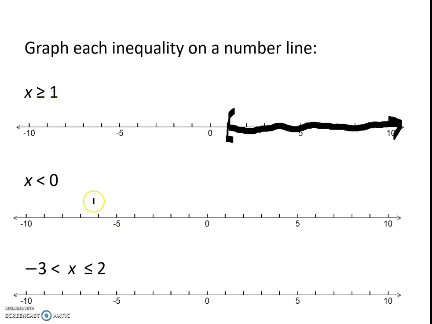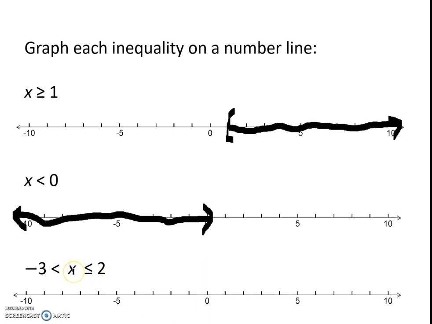Down here we have x is less than 0. So at 0, we do not have a bracket, but we have a parenthesis, and it is less than 0, so we are going this way with our solutions. This parenthesis versus a bracket makes it not equal to 0, but right up to 0.